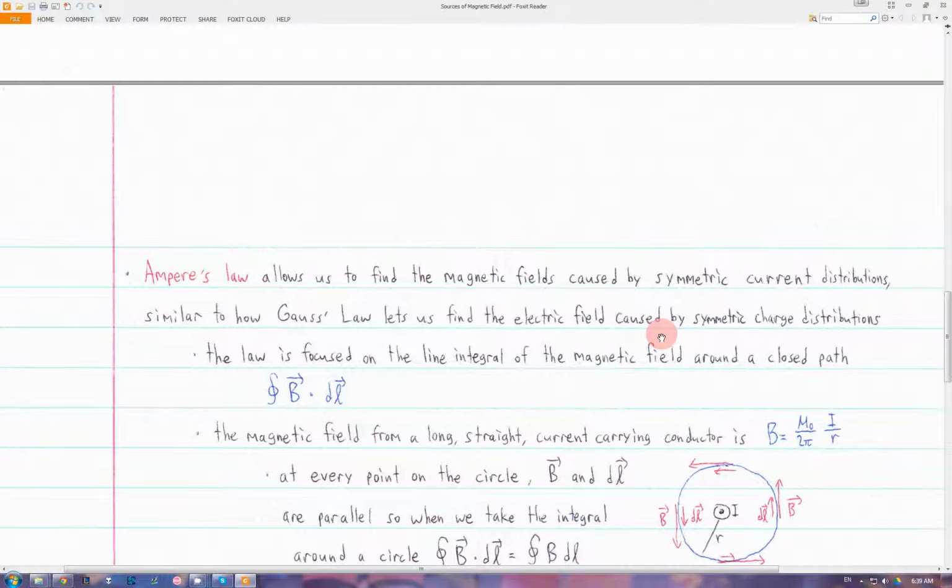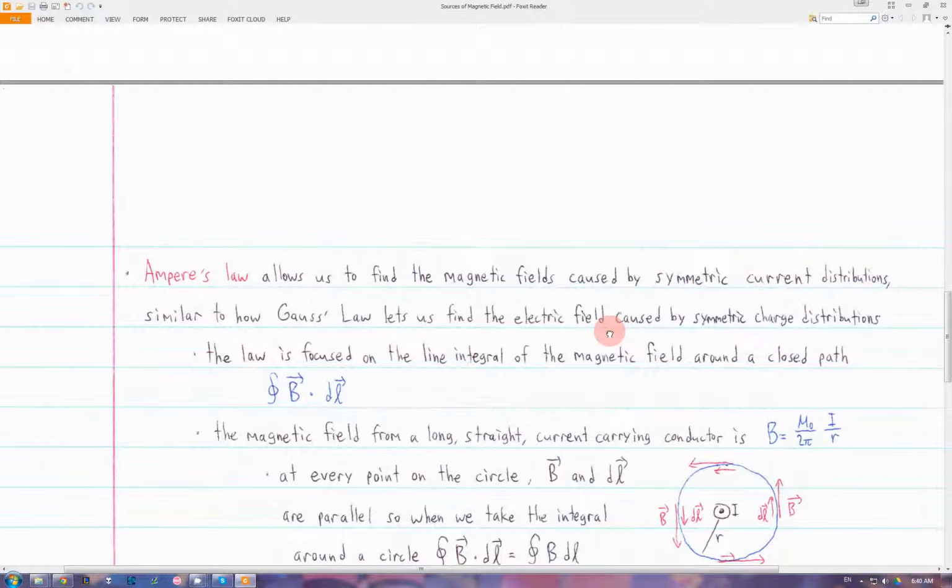In this video, we're going to look at Ampere's law, which allows us to find the magnetic field when there's a symmetric situation. The closest thing to Ampere's law is Gauss's law, which let us find the electric field in similar symmetric situations. Remember, in Gauss's law, we use the integral around a three-dimensional surface of E, the electric field, dot dA, where dA is like the vector normal to the surface at any point.